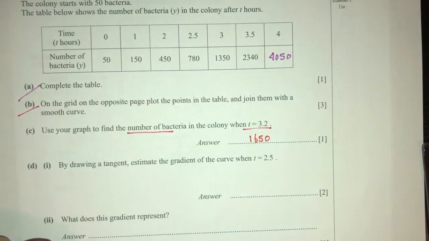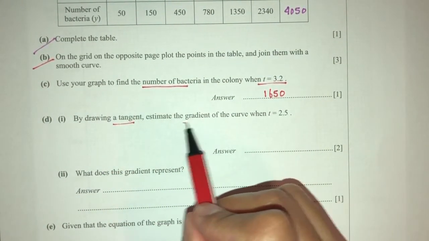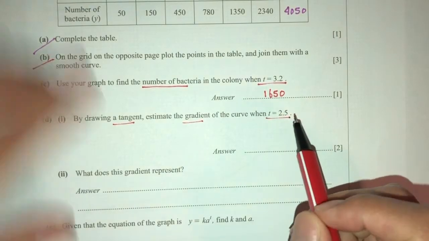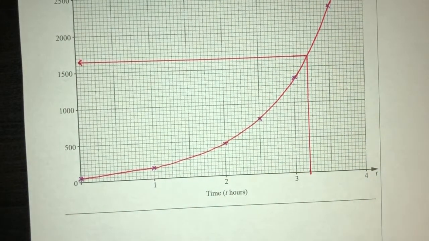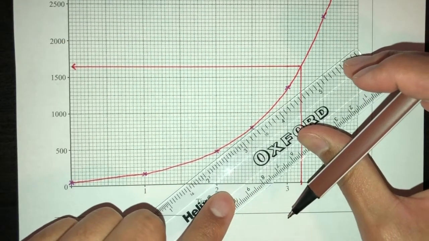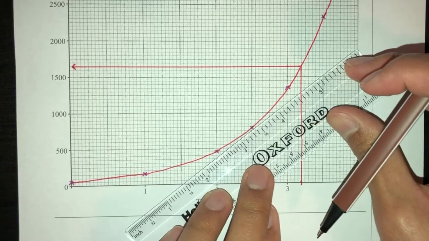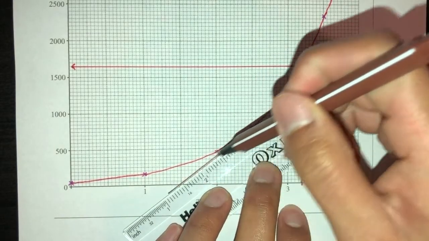my graph. Now part D, by drawing a tangent, estimate the gradient when t equals 2.5. So t equals 2.5 will be right here. Let's draw a tangent to this point. That should be about, I think this point should be about this.